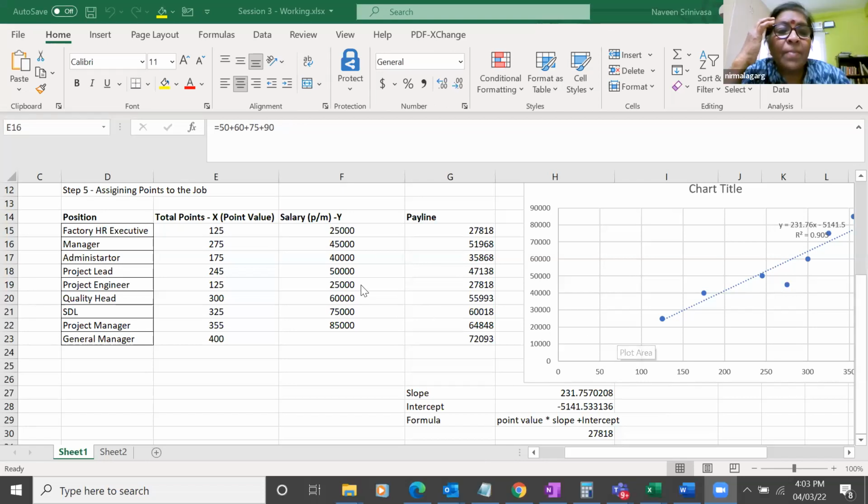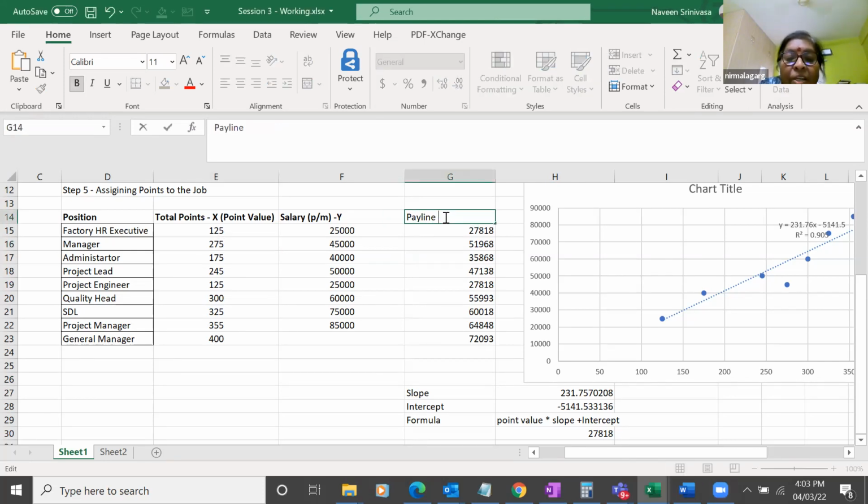Okay, guys. So welcome back. Now what you have done is you have found out what you need to pay internally for a factory HR executive or a manager or a project manager or a general manager. Is that right? Am I on the same page as you? We have now got, based on the benchmark data, what we need to pay. Please write there under G, pay line salary.